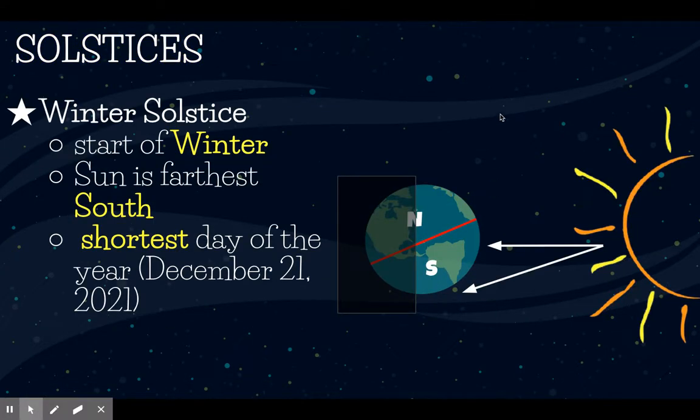Now, the winter solstice is the start of winter. It's when the sun is the farthest south. And so the winter solstice is the day of the year when the northern hemisphere gets the least amount of direct sunlight that it will get all year. And therefore, it's the shortest day of the year. So for us this year, that will occur on December 21st, 2021.